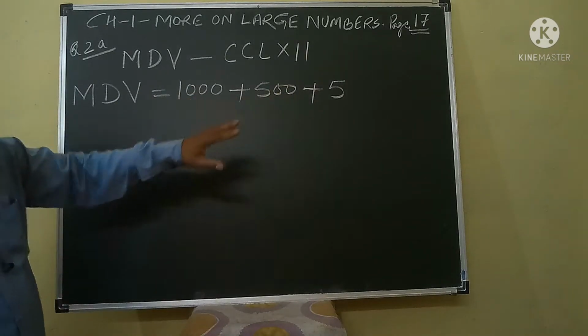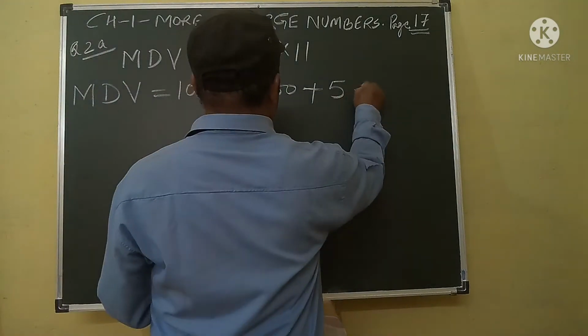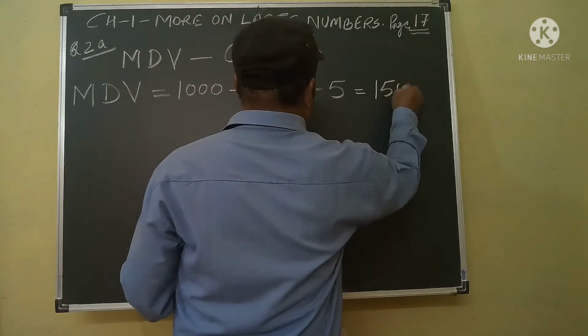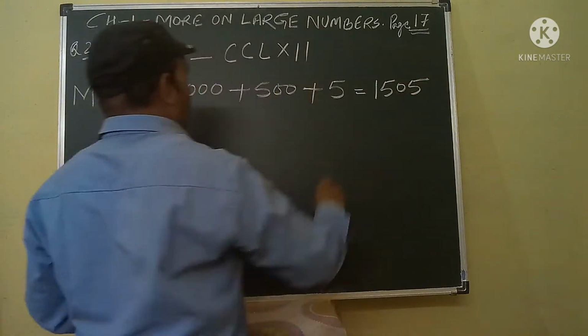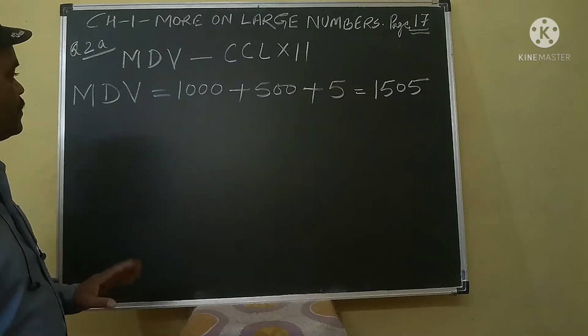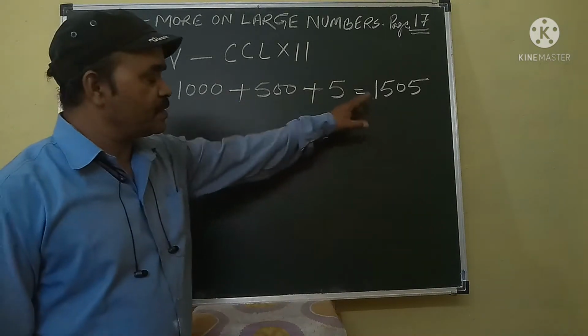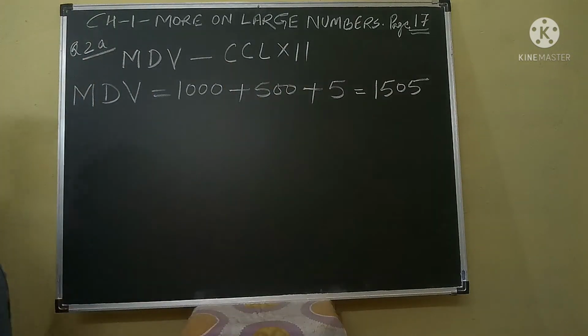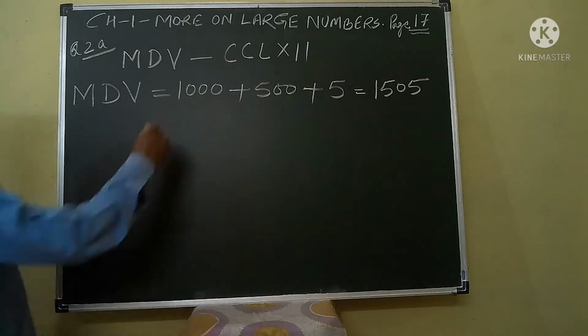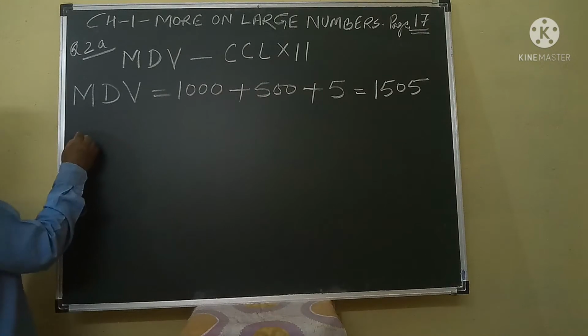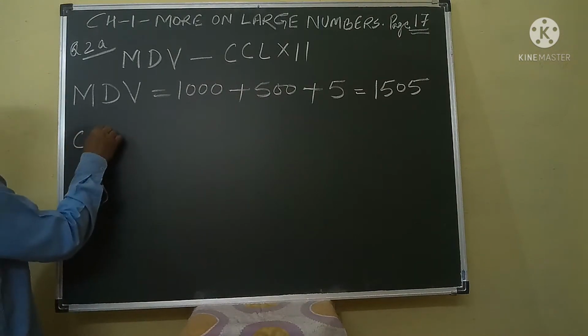After adding you will get 1505. This is the symbol of 1505. Then we will find out which natural number the other numeral is the symbol of.